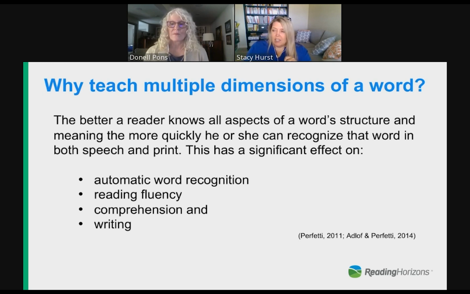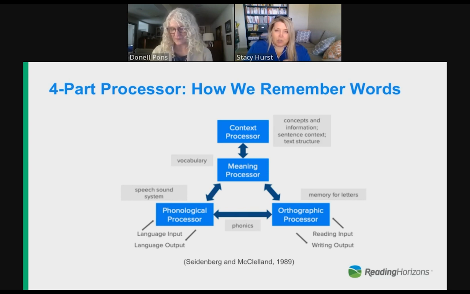The next slide is a reminder of how our brain actually retains words, right? This is the 4-part processor. Donell, I'll let you explain this. You explain it so well.